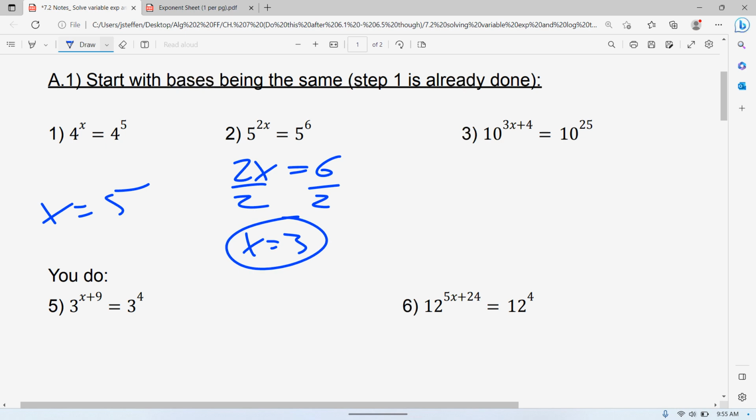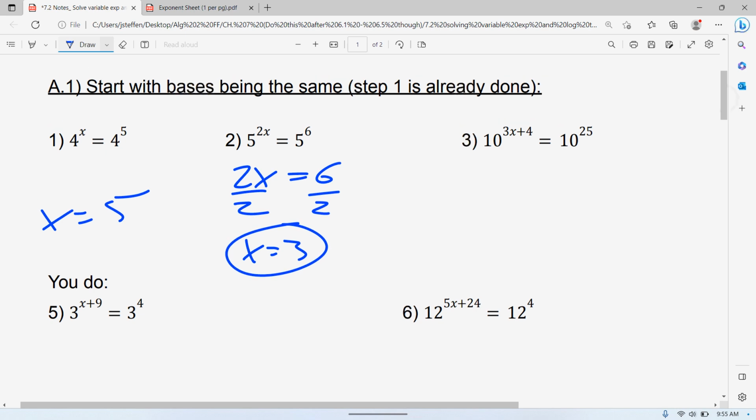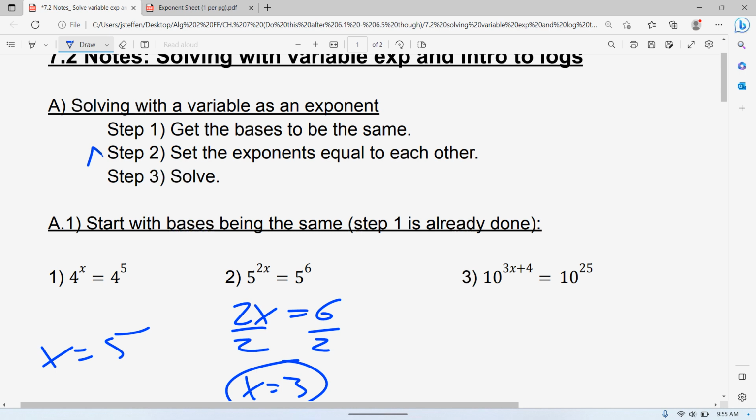If you are still not understanding, just remember this step 2. Once the bases are the same, all you need to do is set those exponents equal to each other. So the way I explained with number 1 and 2 is I kind of explained why you can do that. But really, all you need to know is that you have to do that. You don't need to know why. I guess you kind of need to know how to do it. You just need to make sure you know if the bases are the same, we can set the exponents equal.